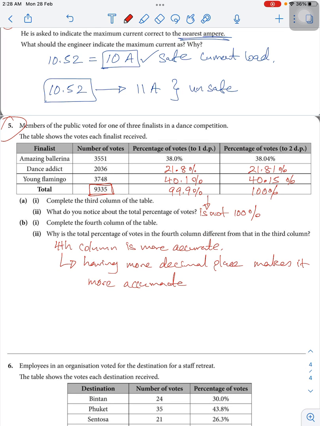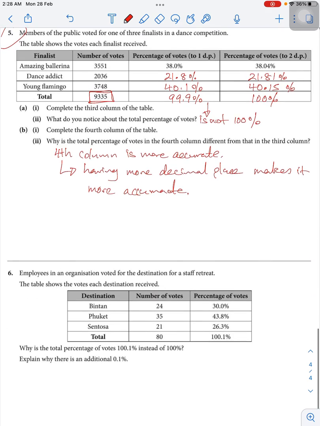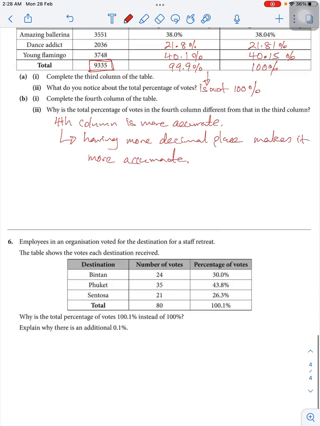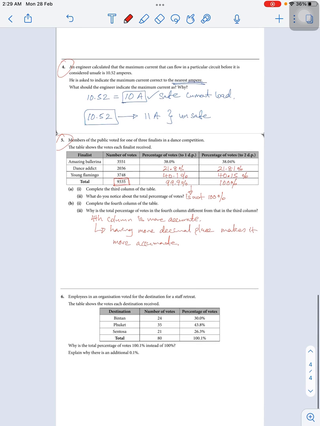Okay, so you just need to take note of this, and I think you can complete question number 6 as well. And once you're done, do hand up.